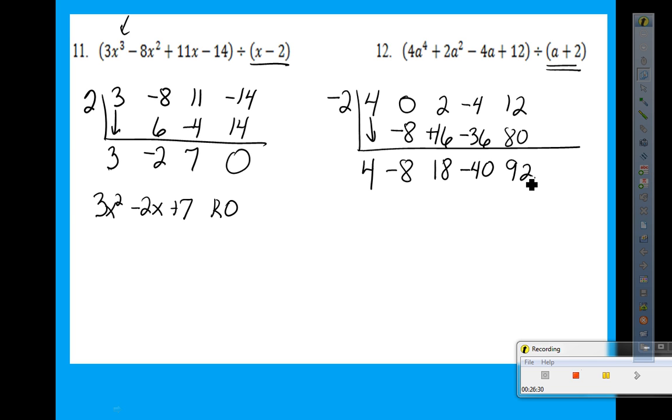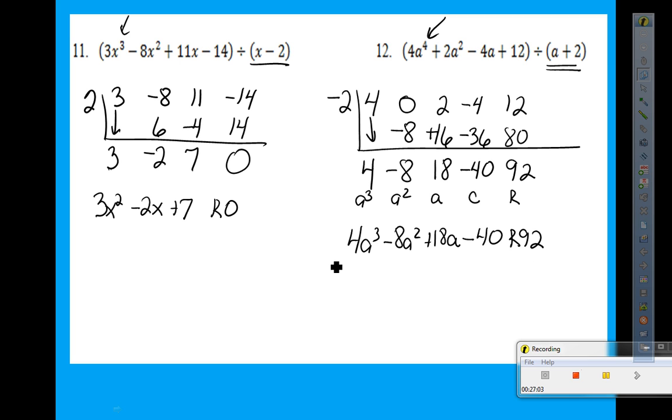Now when you list your answer, notice that we started with a 4th degree power. So we come down to a 3rd degree. So a cubed, a squared, a constant, remainder. My answer, 4a cubed minus 8a squared plus 18a minus 40, with the remainder of 92.